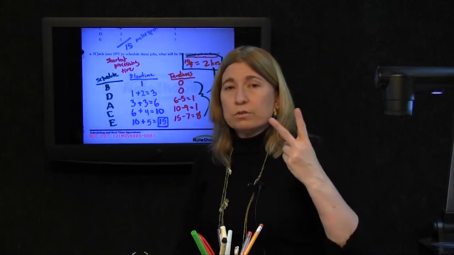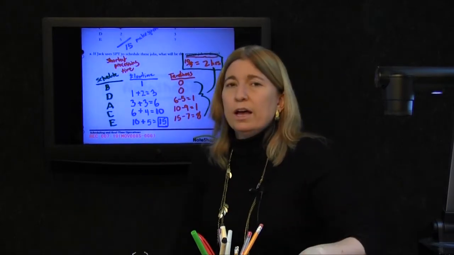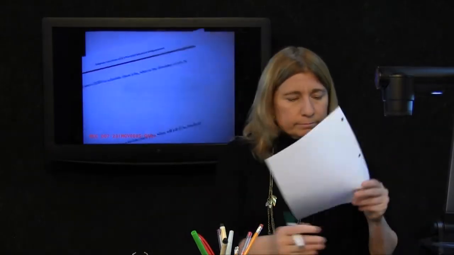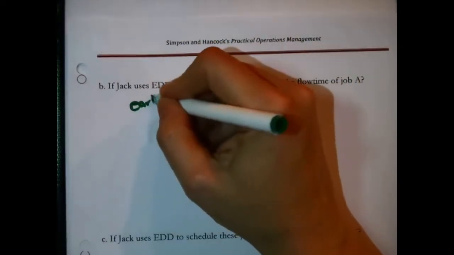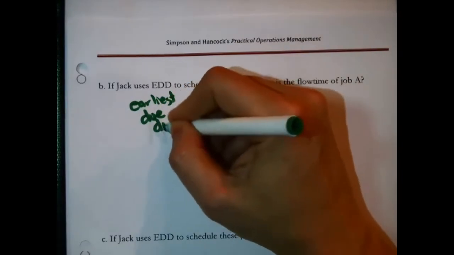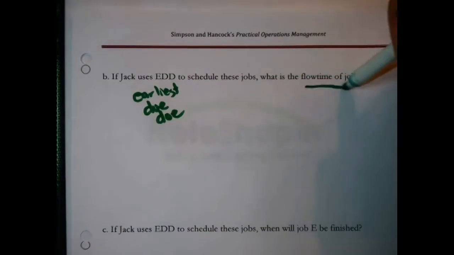Now, it's true that 2 of the jobs were right on time and 1 of them was 8 hours late, but it's just considered a single score for how good that sequence is. Average tardiness, 2 hours. Okay, now, next question. If Jack uses earliest due date, popular abbreviation EDD, to schedule these jobs, what is the flow time of job A?